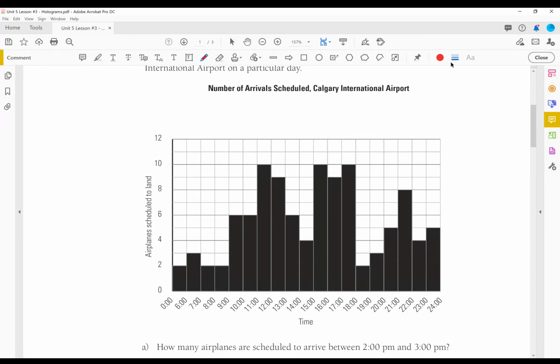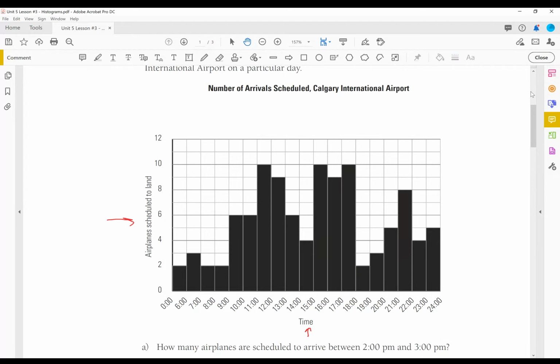Something that's important about this specific histogram: if we look at the y-axis, this is the number of airplanes scheduled to land, from 0 to 12, and we're going up by 1. Each dash is worth 1, but we've only labeled every second dash. And then on the x-axis, we have the time, and the time is an interval.